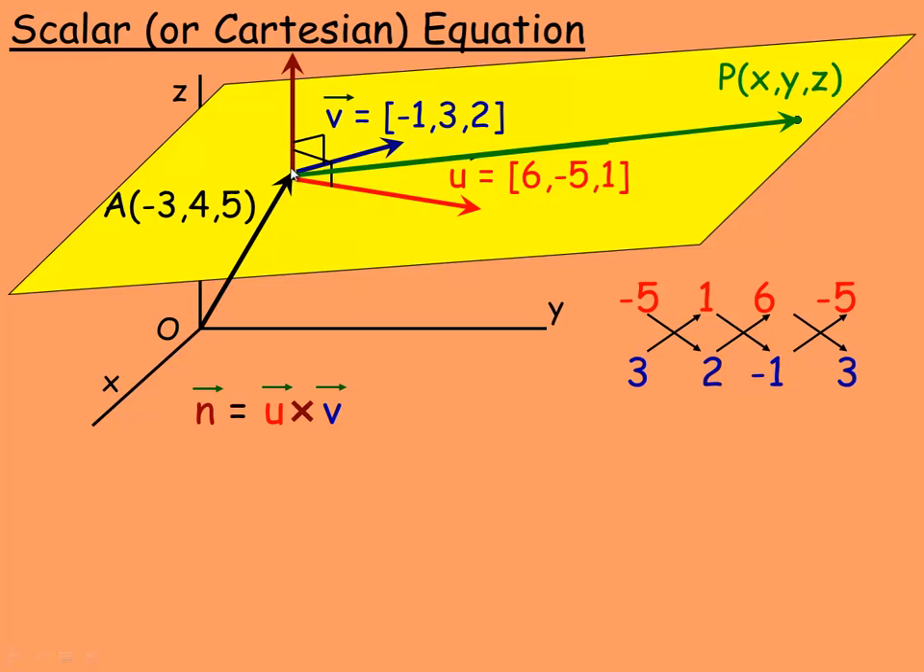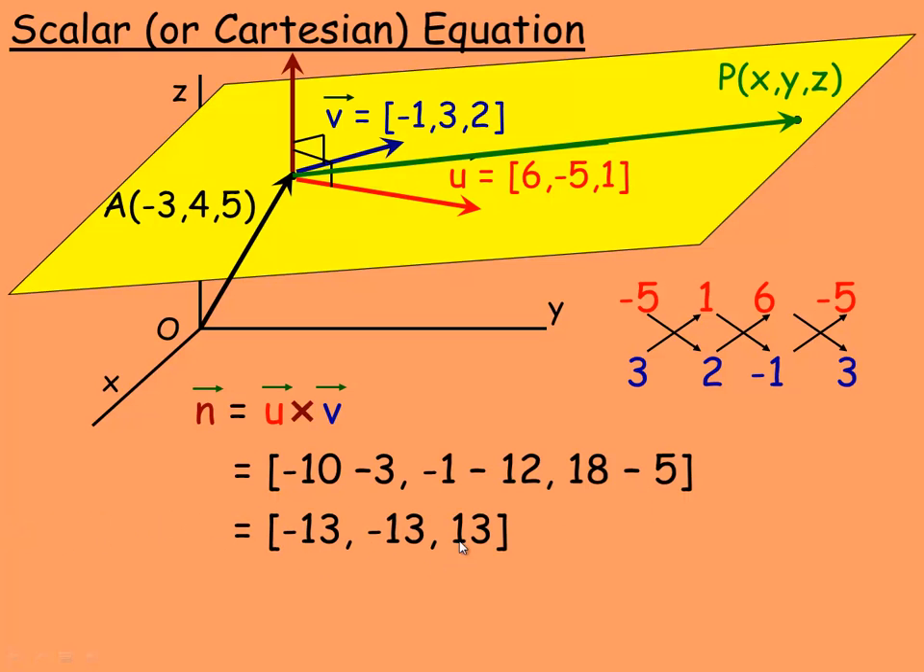A vector is in the plane if that vector is perpendicular to our normal vector, and we'll use that on the next page to get the equation. So we're going to do the cross product now. u cross v will equal, so this would be -10 minus 3, and then negative 1 product minus 12, and then 18 minus 5. And so that gives us negative 13, negative 13, 13.